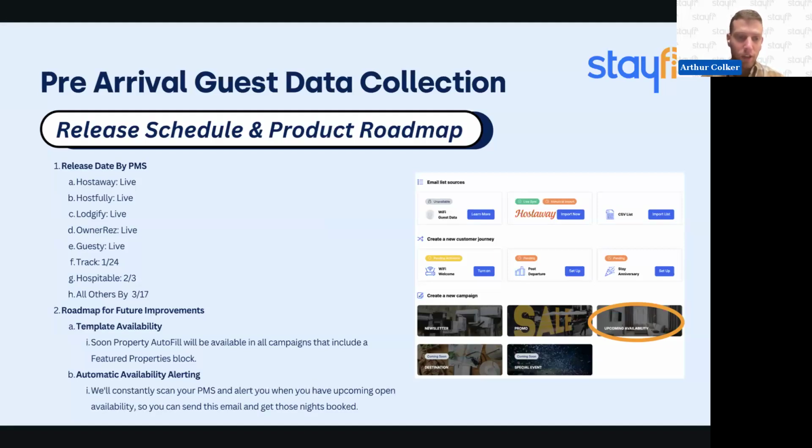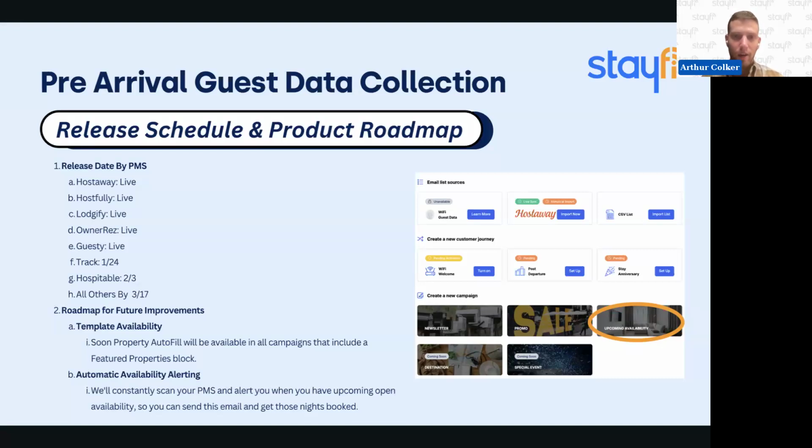It's going to be available for Track at the end of this week and for Hospitable at the beginning of February. Small note there, if you have Hospitable and you want to use this right away, one thing you can do is disconnect Hospitable from StayFi and reconnect it, and that is going to get you this feature right now. But if you just wait till February 3rd, we're going to automatically migrate everyone to the new version of that API, and you're going to have it automatically available. And then we're going to keep releasing this feature for all other PMSs that we integrate with.